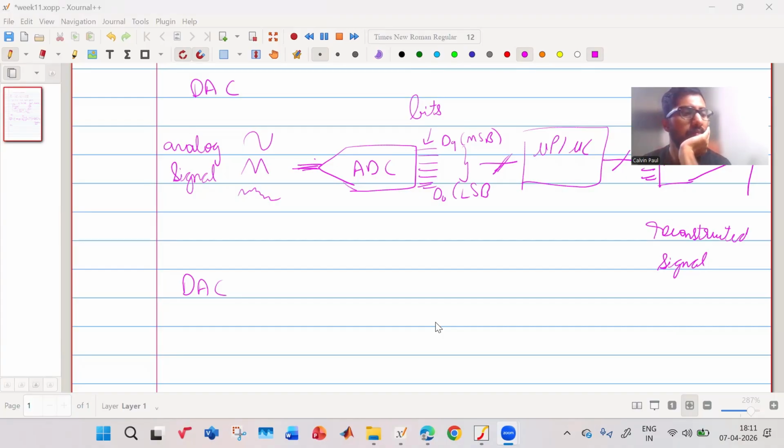Could you send a message? It's not clear. Or is my network poor? I think it's mine. Let me connect to LAN also.